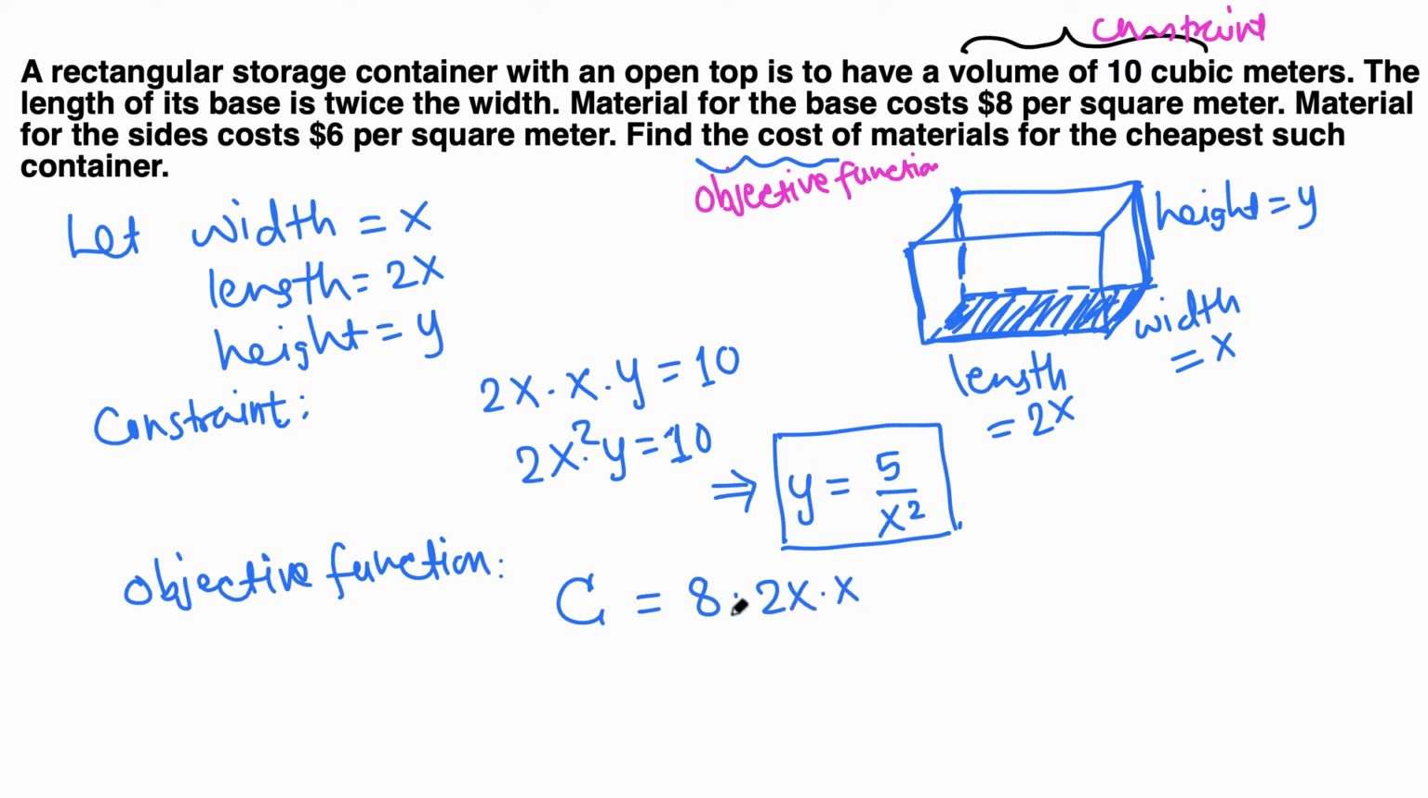Plus, let's look at the front and back. Front is here, so let me use a different color. Front and back are same. So this is 2x, this is y. Okay, and that costs $6 per square meter. In fact, for everything else, so we can multiply by 6 times the area of other sides. So front is 2x times y, and back is also same 2x. So front is 2xy, and back is also 2xy. So 2xy plus 2xy, we can write 4xy. That's the front and back together.